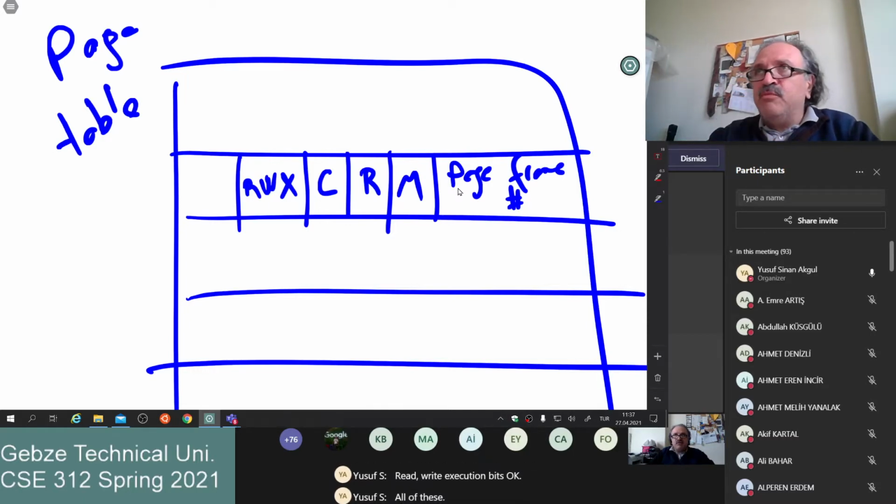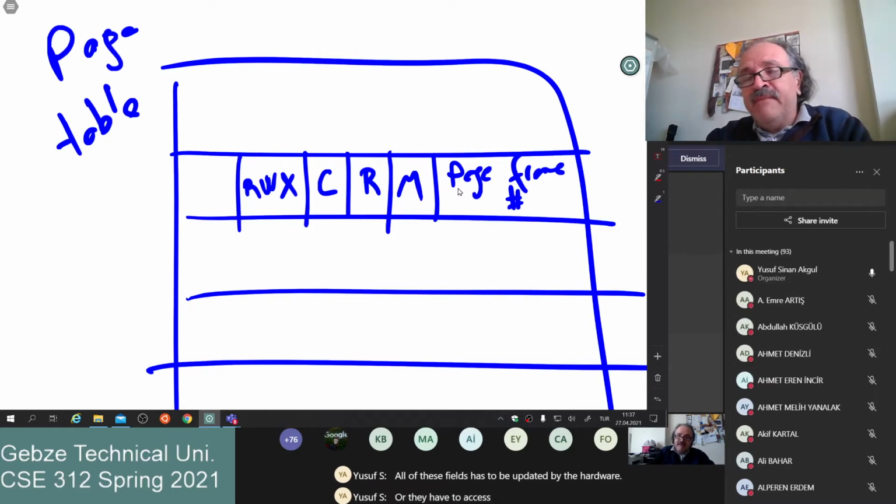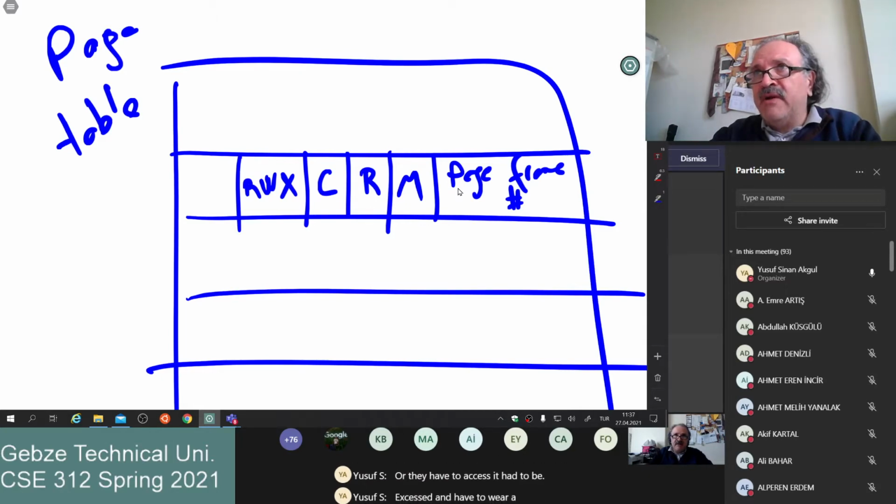All of these fields have to be accessed and updated by the hardware. Why? Software can access them if it has the privileges, but definitely hardware has to access them, and hardware has to update them regularly. And I am asking why?